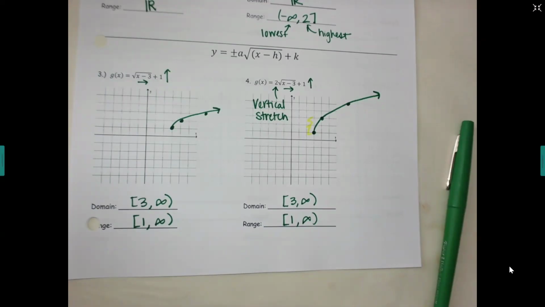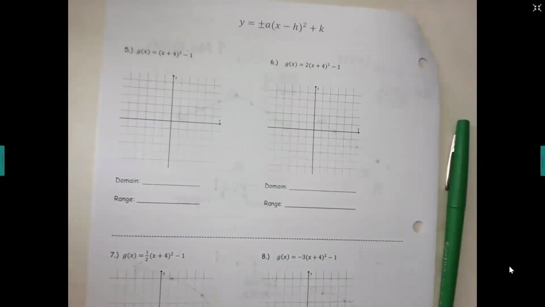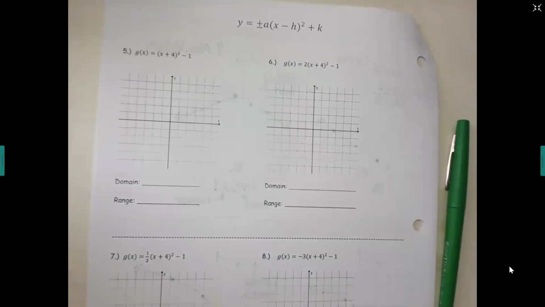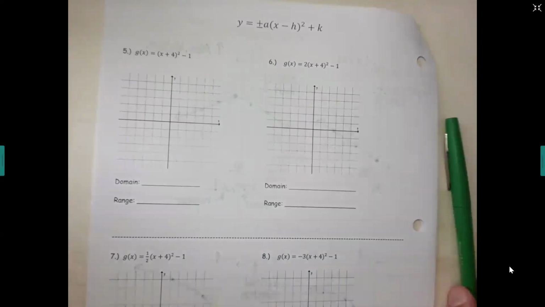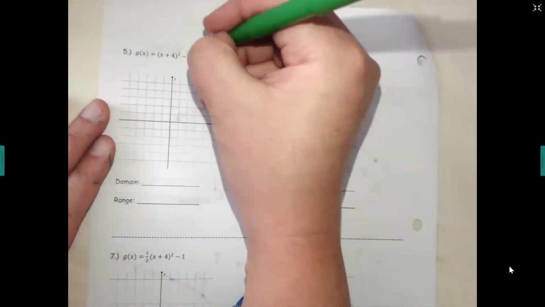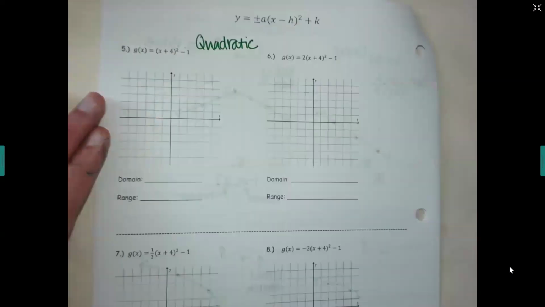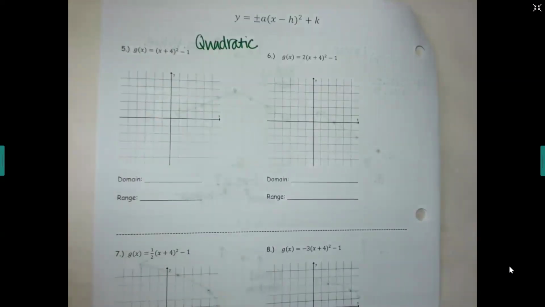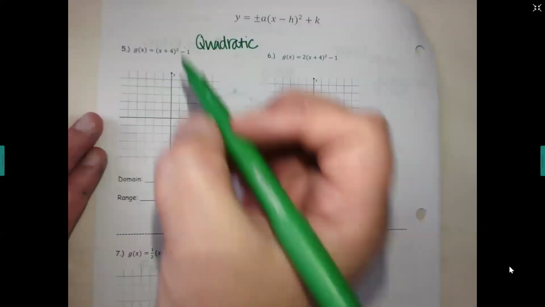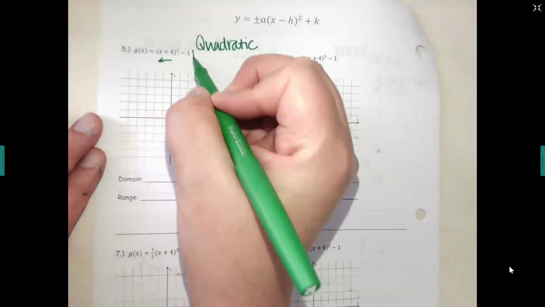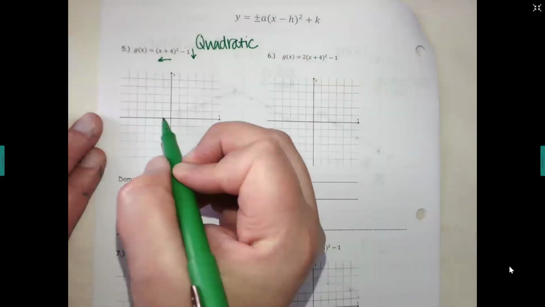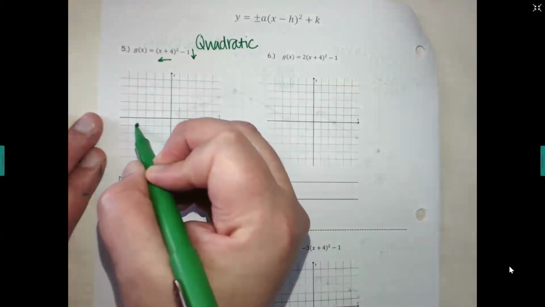Okay, next one, we're looking for which family this falls in. It's probably not linear or absolute value because we already did those. So what family is this going to be? Quadratic, thank you. The +4, which way are we going to go? Left, and then down 1. So left 1, 2, 3, 4, down 1.